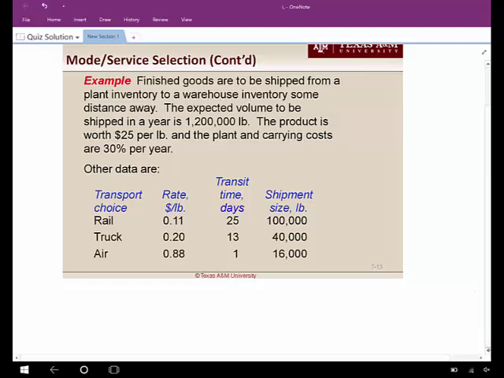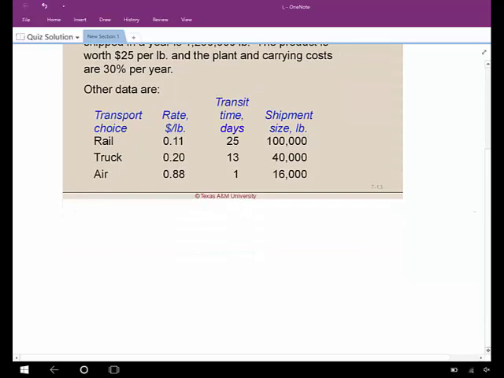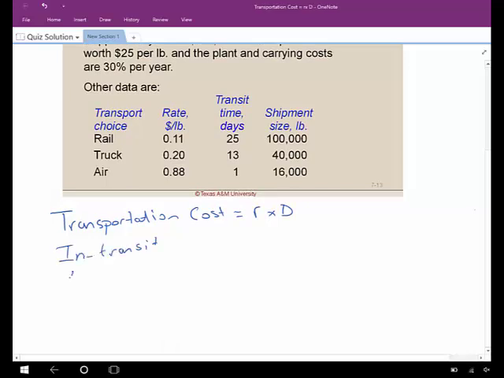Right. So as we discussed in class, there are four different cost components here. The first one is the transportation cost. That is basically the rate per pound times the demand. Then we have the in-transit inventory cost, and that is I times C times D times T. T is in days, and I is in years, so to make them time consistent, I'm going to divide by 365.